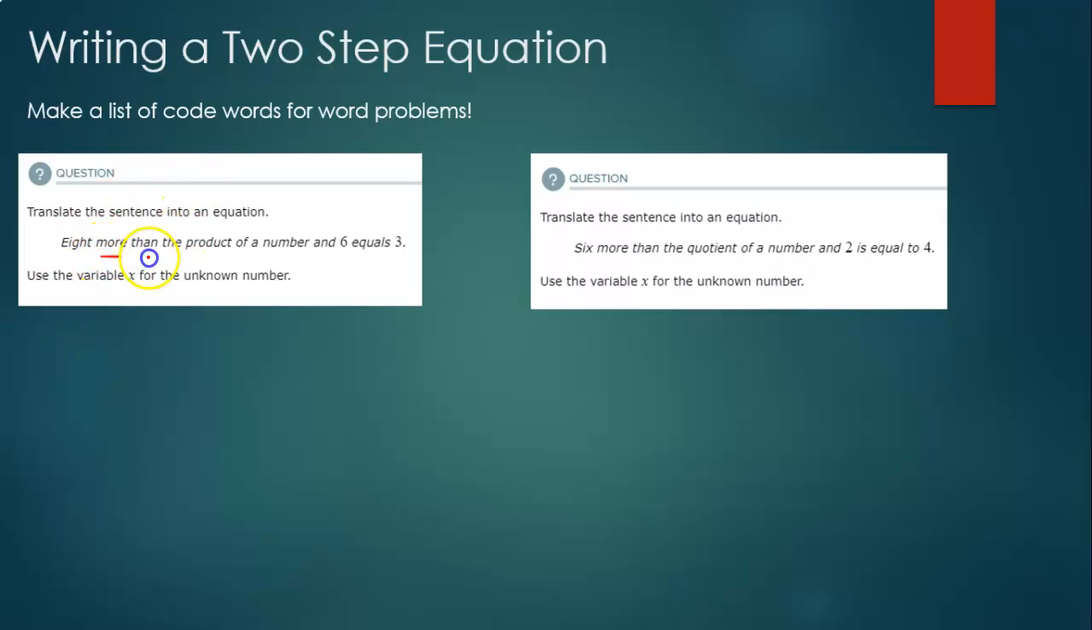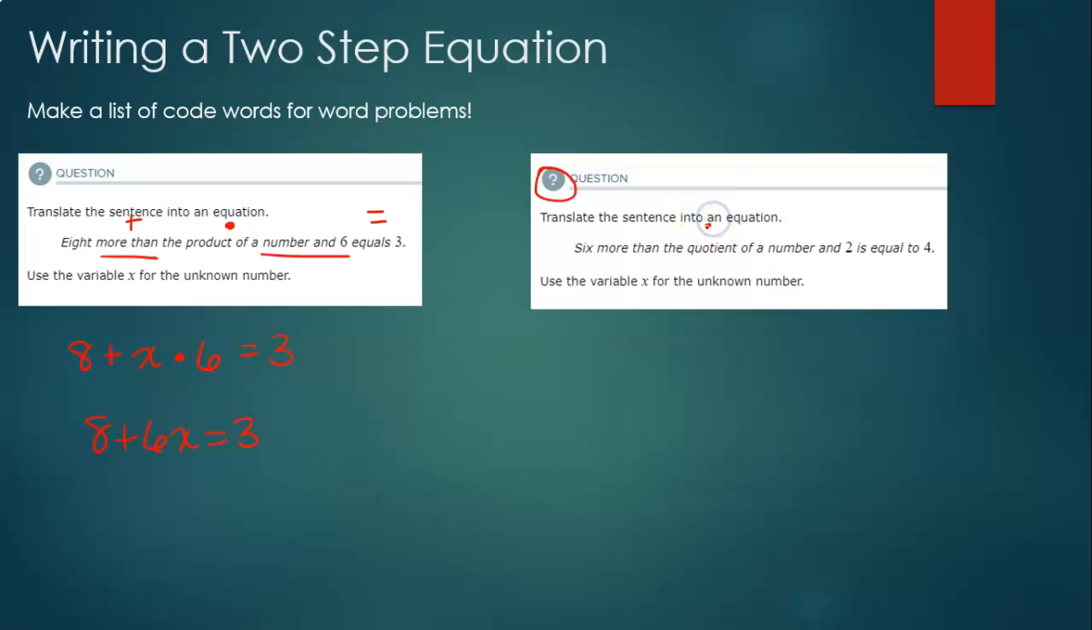For this one, more than means to add, product means to multiply, equals means equals. So 8 more than means 8 plus. Product of means to multiply, but what are we going to multiply? The product of a number and 6. So it should be like this, and then equals 3. To clean this up, most people would write this as 8 plus 6x equals 3. You pause the video and try this one on your own.